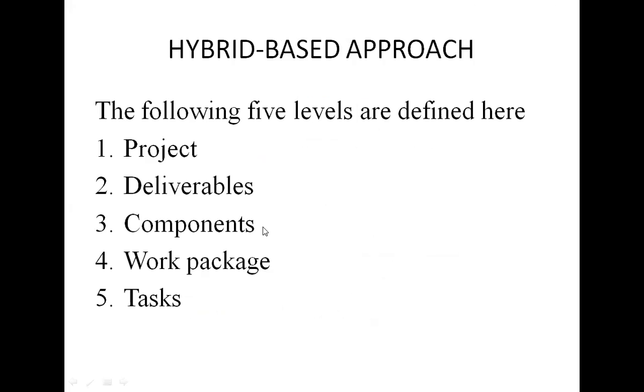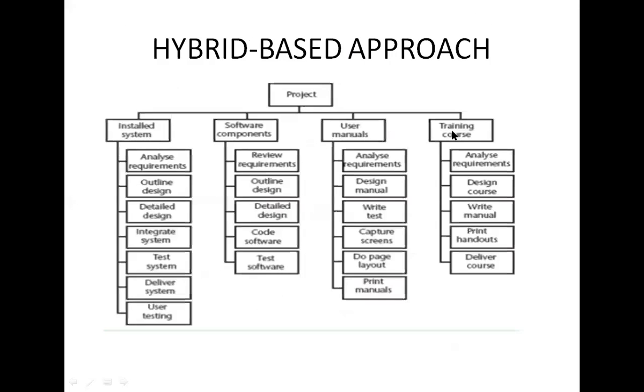So the hybrid-based approach is a combination of both activities and products. Here the following five levels are identified: project, deliverables, components, work package, and task. This is level 1, level 2, level 3, level 4, and level 5. In these five levels, what we have to do, we discuss now.